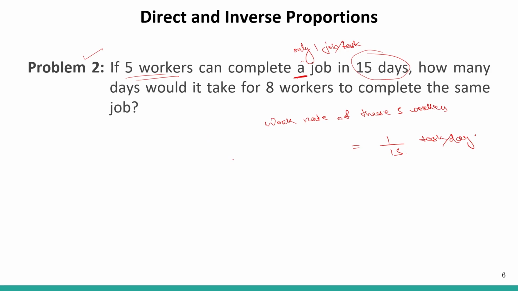What we have right now is 8 workers. If 5 workers do this much task per day, this implies that one worker's work rate is equal to the combined work rate by the number of workers, that is 5. So this will be 1 by 15 by 5, which is equal to 1 by 75. So one worker completes 1 by 75 of that task per day.